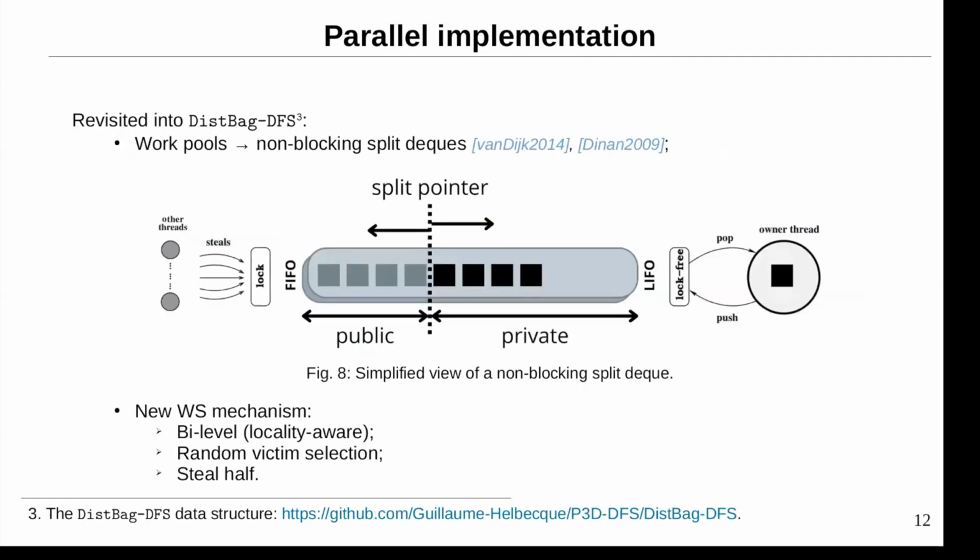Therefore, we revise the data structure into DISTBAG TFS, and we perform two major updates. So we implement work pools into non-blocking split dequeues. Typically, each pool is split in two parts, a public and a private one, using an atomic split pointer. On one side, the owner process of the pool performs a local DFS, as explained before, in a lock-free manner, while on the other side, idle threads can steal work items using one synchronization point. This scheme is interesting because it allows concurrent accesses, and it is really suitable at scale.